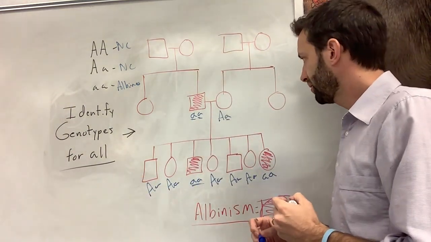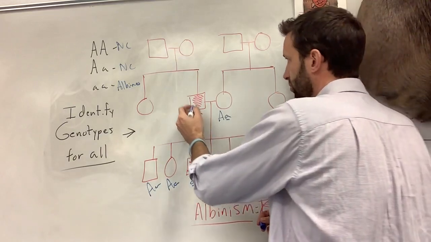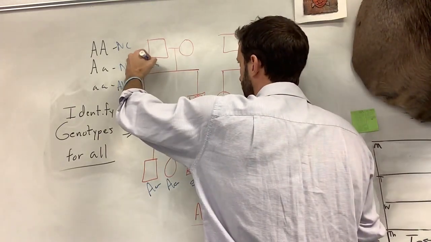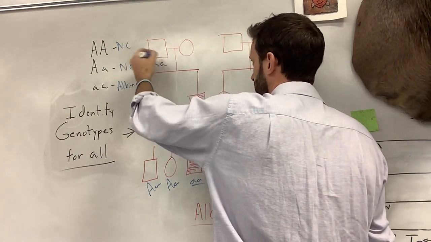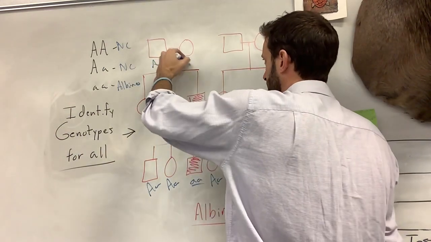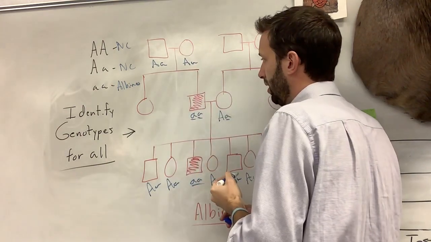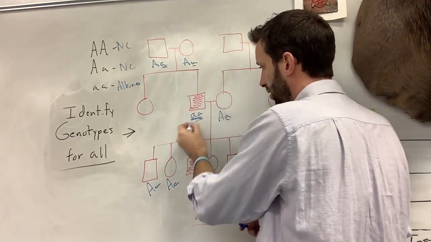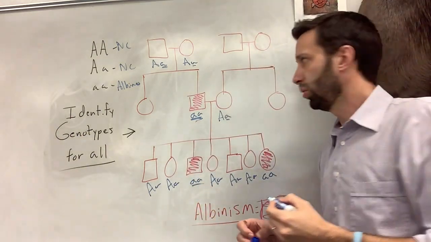All right, now let's go through some others. This individual's parents up here, what are they going to be? Big A, little a. They're also going to have to be big A, little a, because we know they're not albinos. They don't have albinism, and they have to be carriers in order for this offspring to have two little a's. So we can narrow it down.